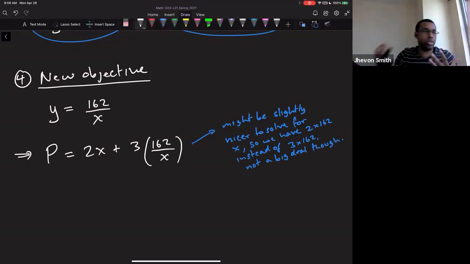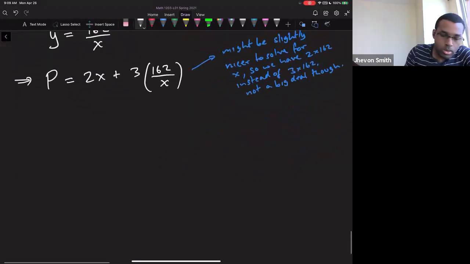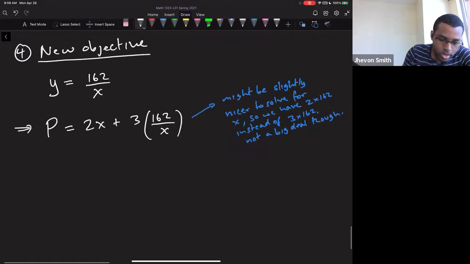In general, I'm writing these statements because I just want you to know it's okay to solve for either one. Anything that makes your life easier is okay. Whichever variable you find first is not going to matter too much. But here is our new objective. So now we move on to step 5.